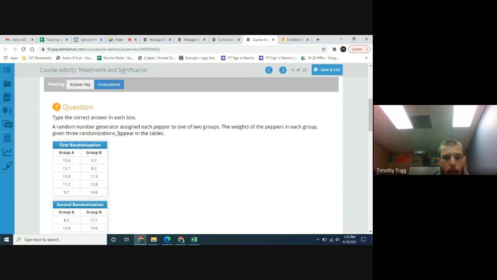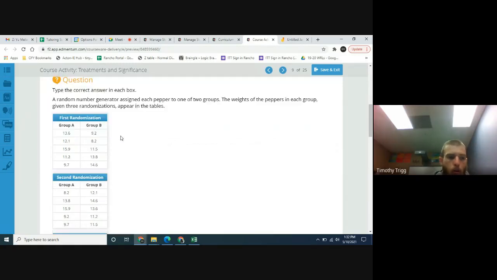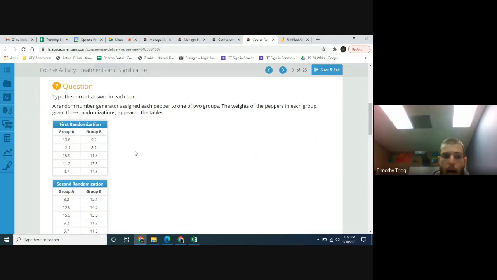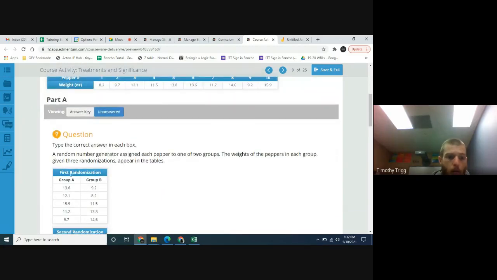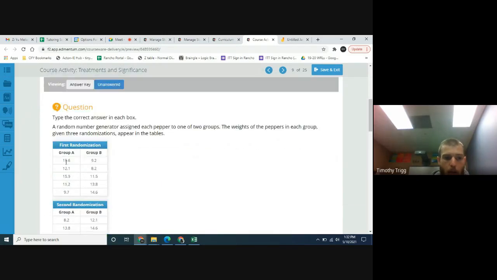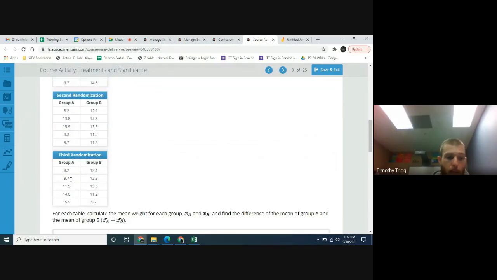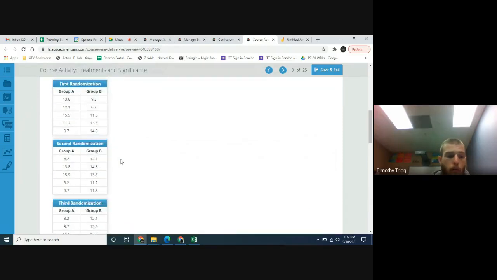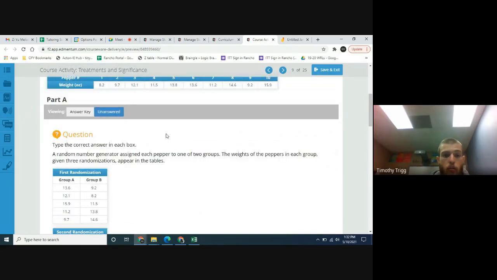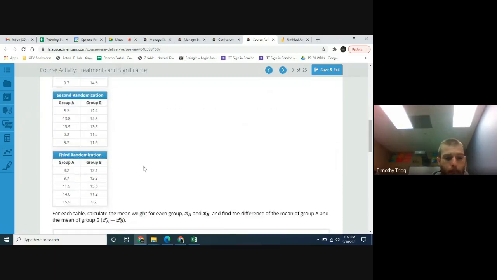A random number generator assigned each pepper to one of 2 groups. The weights of the peppers in each group, given 3 randomizations, appear in the table. So they split into group A and group B. 5 peppers in group A, 5 peppers in group B, and they're just random, right? So randomly, 5 of these got put into group A, and the other 5 into group B. Then they randomly selected again, basically starting over into 2 groups again, and a third time. So what they're basically doing is splitting these into random groups, and they did it 3 times.